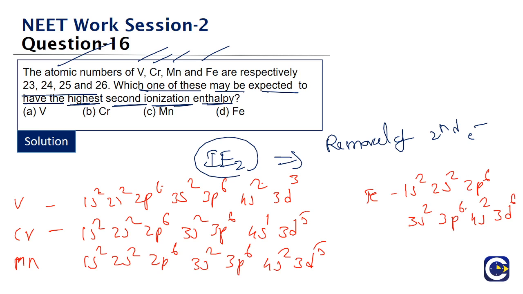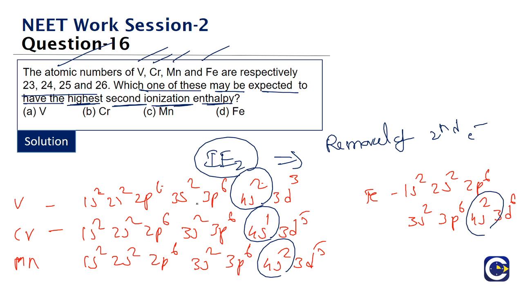Okay. Now we are supposed to find where we will have the highest second ionization enthalpy. See, think about it. First ionization enthalpy means we are removing the first electron. So let us just focus on it. I'll use a different color marker so that it gives us a clear picture. When we are removing the first electron, for vanadium, where will we remove it from? The 4s level. For chromium also the 4s level. For manganese, because that is the outermost orbit, also the 4s level. Iron also the 4s level.